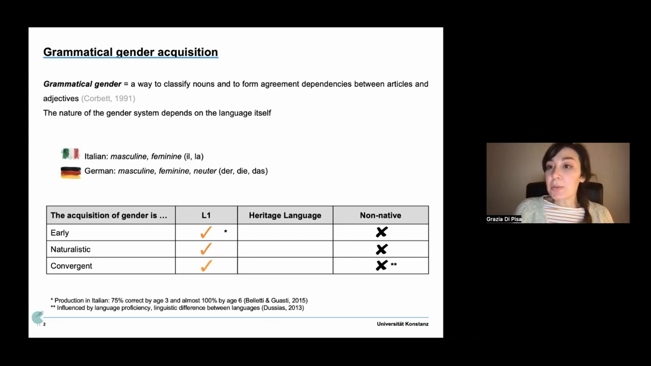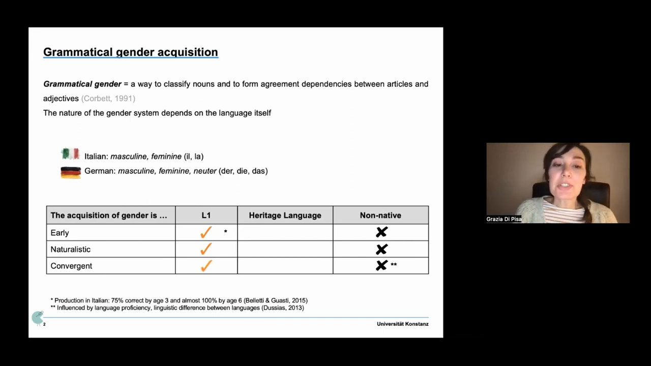Or for example, in German, we have three genders: masculine, feminine, and neuter. And again, in the article there, the das. There are also languages with more than three genders, with more than 10, like some African languages. And there are also languages with no gender. For example, English is a non-gender language.